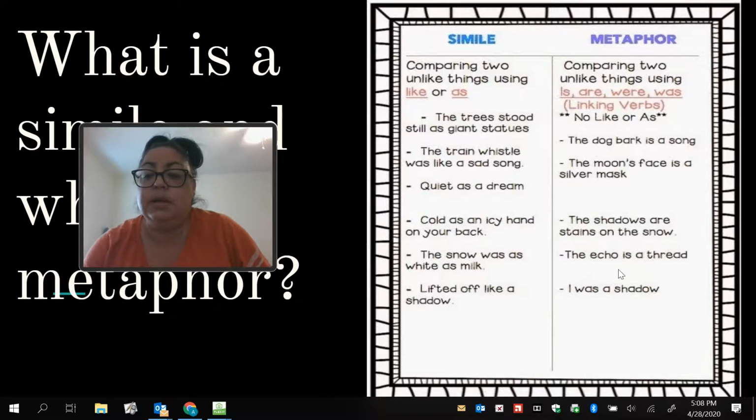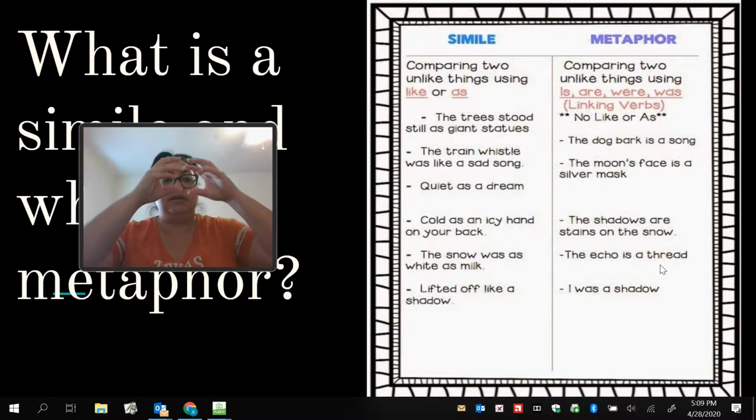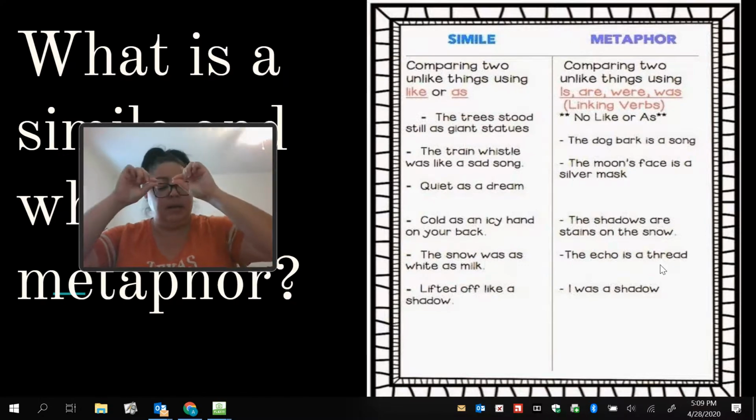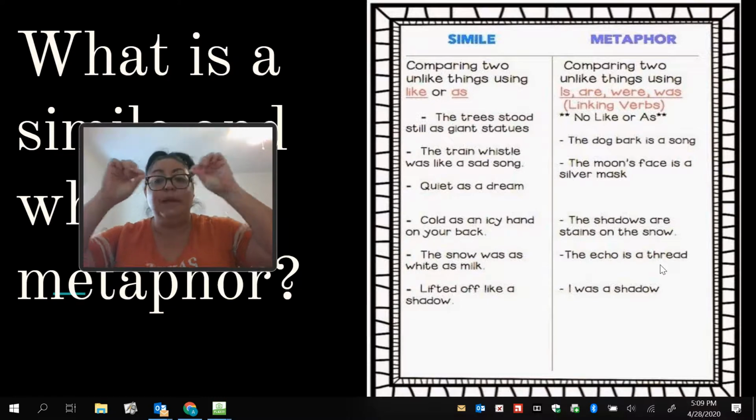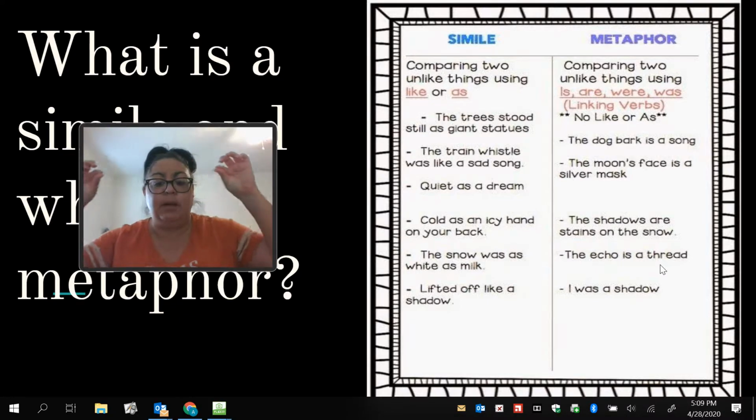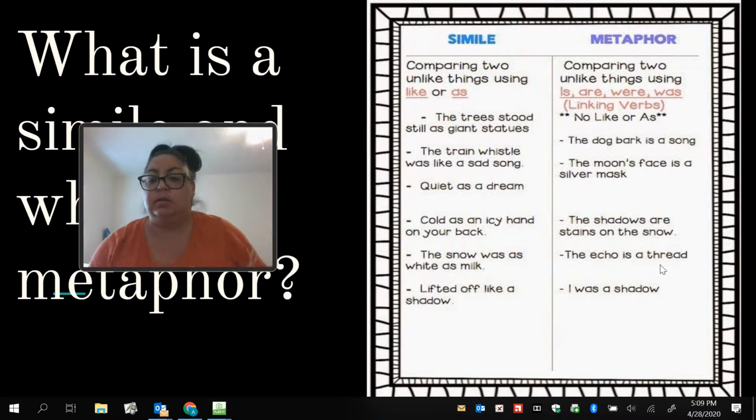The echo is a thread. That one's kind of confusing. So an echo, how many of you have heard an echo? Okay, echo is a thread. It means like the echo can start off loud, like really solid and loud, and then it gets faint, como un hilo. It's really, really faint, really thin.